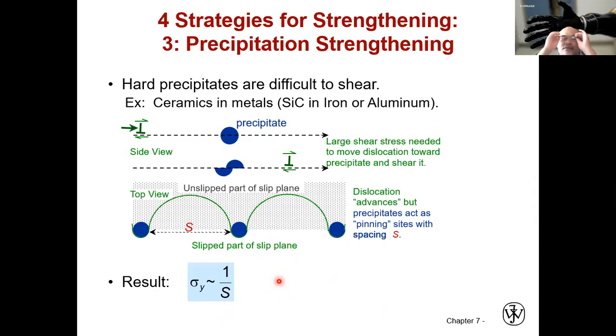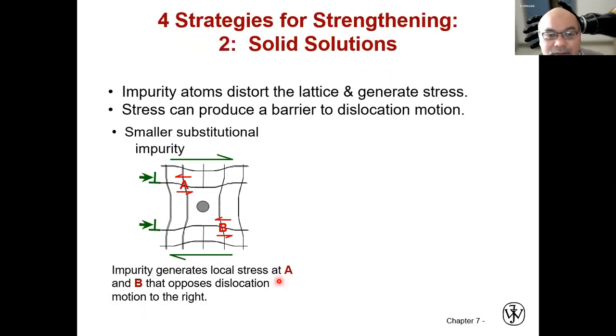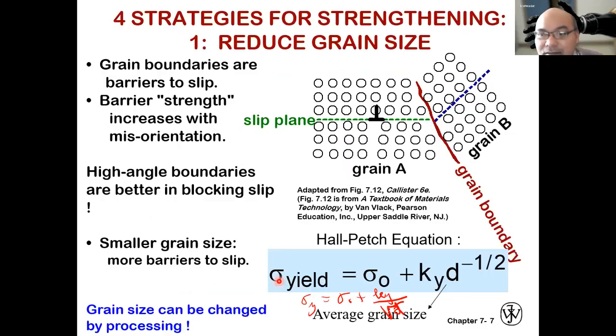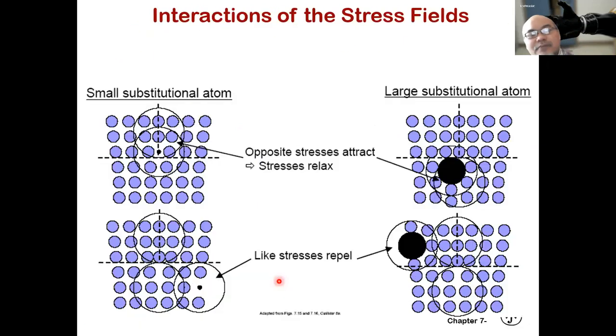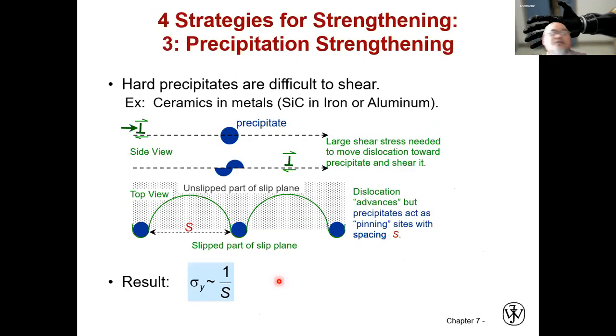Okay, another strategy for strengthening is what we call precipitation strengthening. So this is, I think, the third method, which is strain hardening through precipitation strengthening. What is precipitation strengthening? Hard precipitates are difficult to shear.